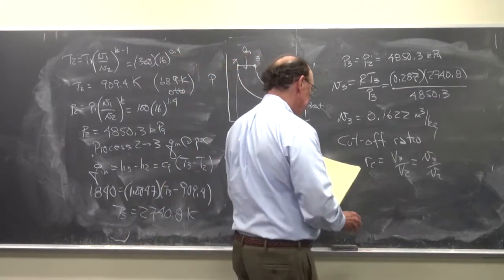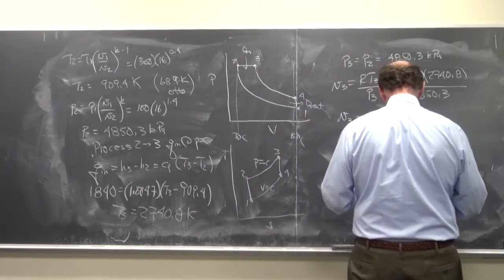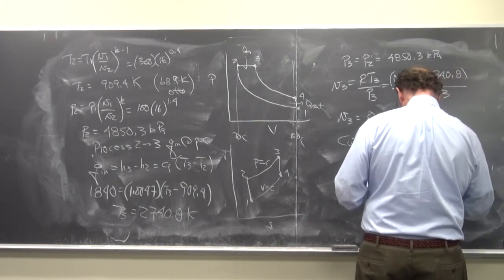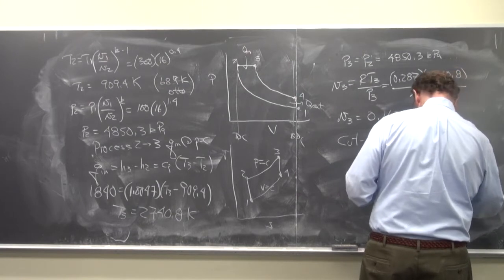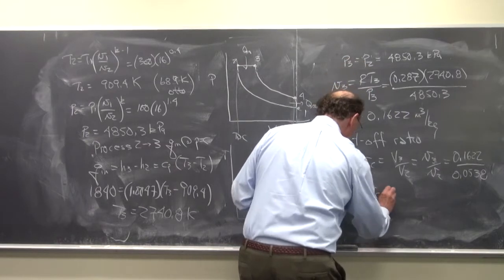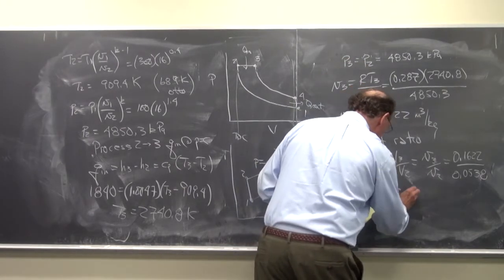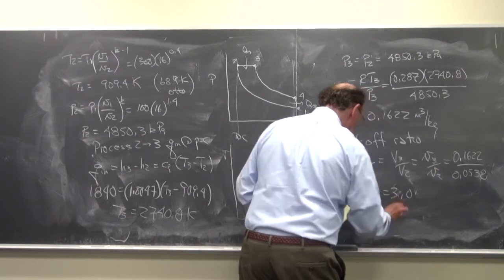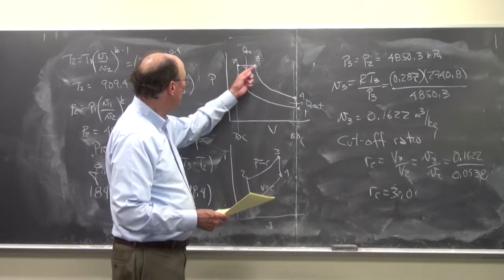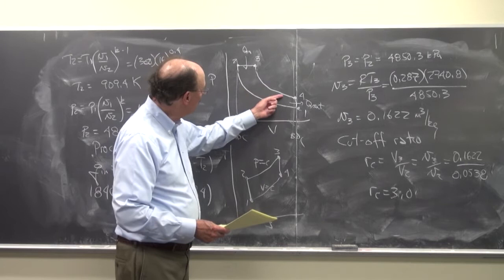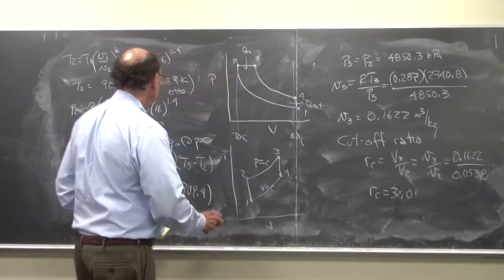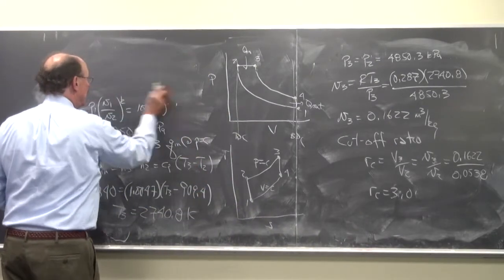So the cutoff ratio, R sub C, if I substitute in here, is 0.1622 divided by 0.0538. And we have that R sub C is equal to 3.01. And now, let's look at the process. So we've got up to state 3 and we described the cutoff. So now what we want to do is go from 3 to 4, which is our reversible adiabatic process again, and recognizing that V4 is equal to V1.